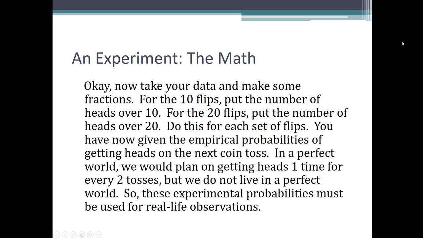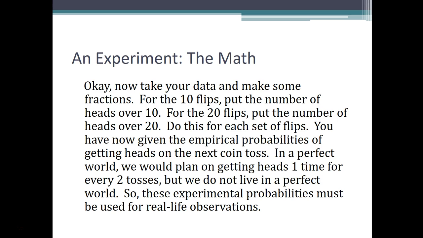Okay, so now that you flipped your coin and recorded your data, take your data and make some fractions. For the first 10 flips, put your heads over 10. Once you hit 20, put your total heads at that point over 20. Do that for 30, 40, and 50. In doing so, you have now given the empirical probabilities of getting heads on the next coin toss. So let's say at 10 flips, you had 3 heads. You have a 3/10 probability of getting heads on the next flip, on the 11th flip.